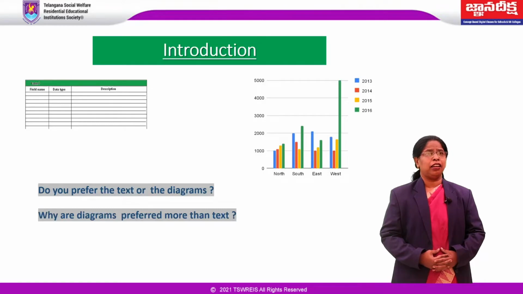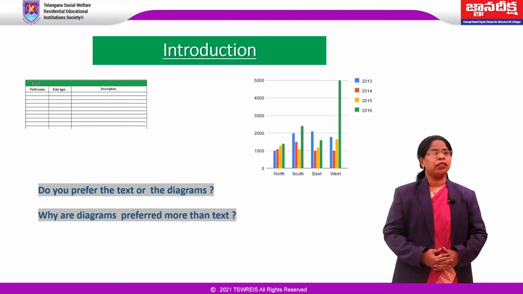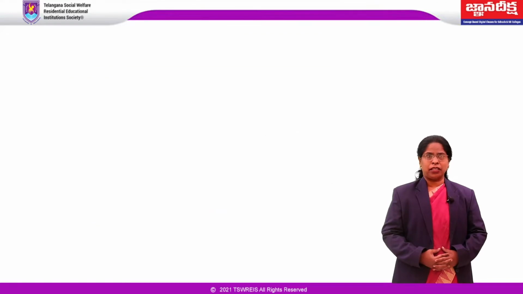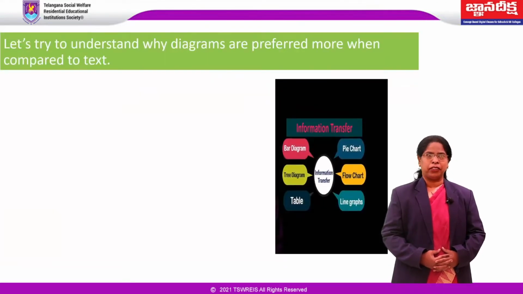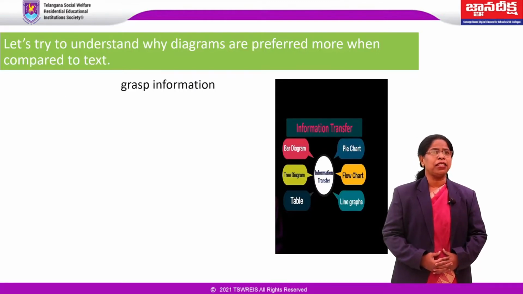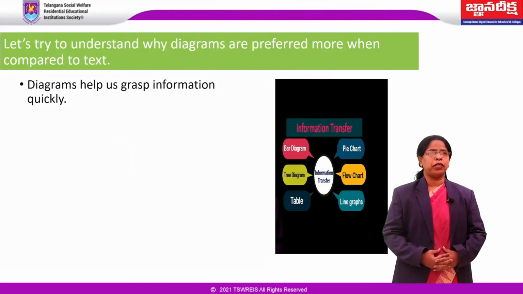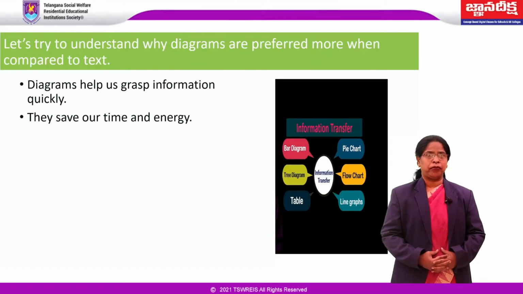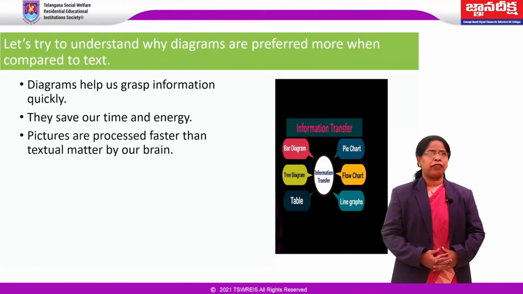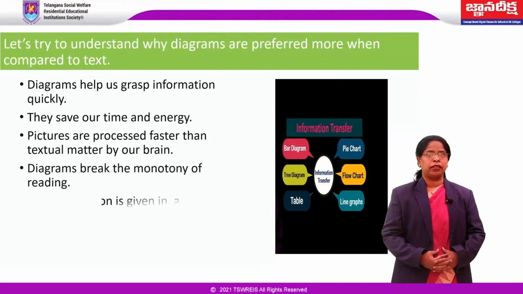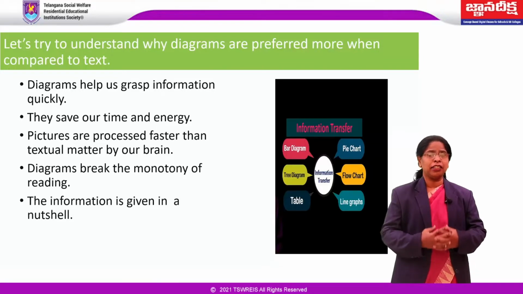Then, why are diagrams preferred more than text? Let's try to understand why diagrams are preferred more when compared to text. Diagrams help us to grasp the information quickly. They save our time and energy. Pictures are processed faster than textual matter by our brain. Diagrams break the monotony of reading. The information is given in a nutshell, isn't it?